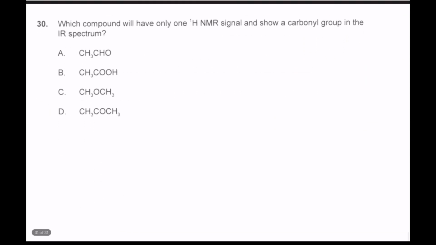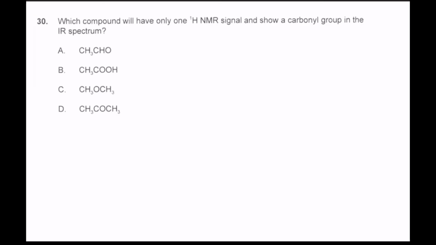Now moving to the last question. Which compound will have only one HNMR signal and show a carbonyl group in the IR spectrum? So one HNMR signal means there is only one hydrogen environment. In CH3CHO, these three hydrogens will be in the same environment, but this hydrogen will be in a different environment. So here you have two hydrogen environments.